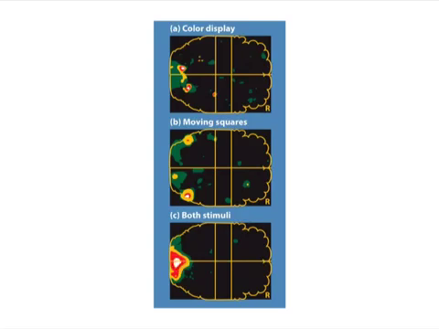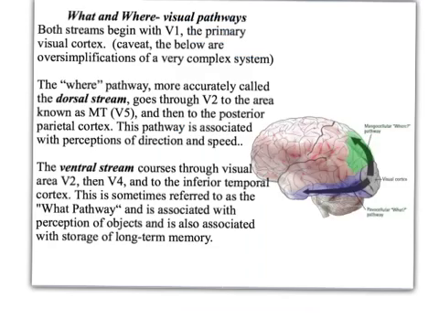Both stimuli triggered a response in the primary visual cortex, and if you remember, the information goes in initially to the primary visual cortex as simple signals that then are sent out elsewhere for more complex processing. So let's go over the what and where pathways, the visual pathways. Both of the streams, again, begin with V1 in the primary visual cortex, the striate cortex. Again, these are very oversimplified versions, but enough for you to know.